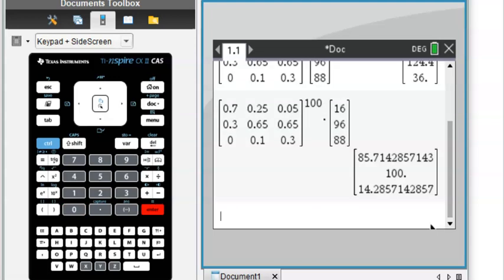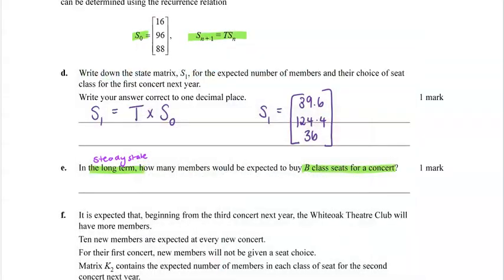And so here I can see I will end up with 85.7, so 86 people choosing class A, 100 people choosing class B, and 14 people choosing class C. So I can jump straight back into here and say, well, in the long term, class B, there will be 100 members.